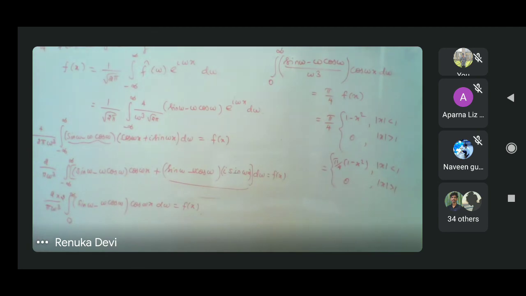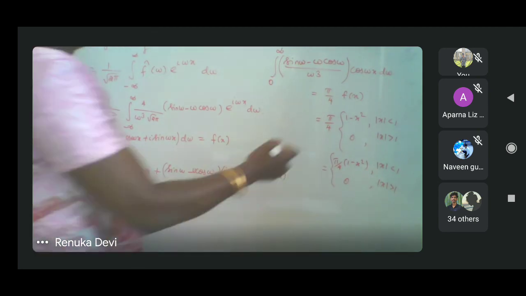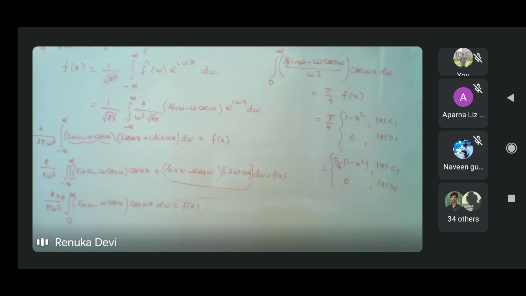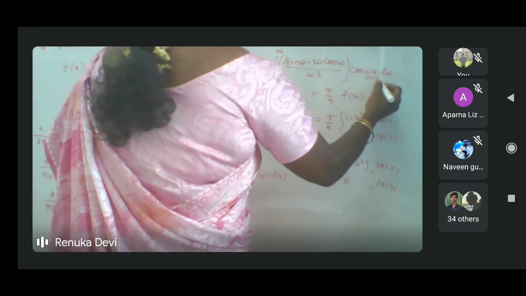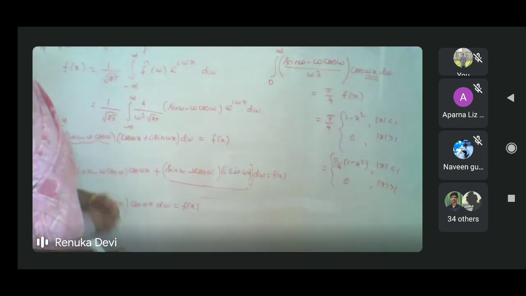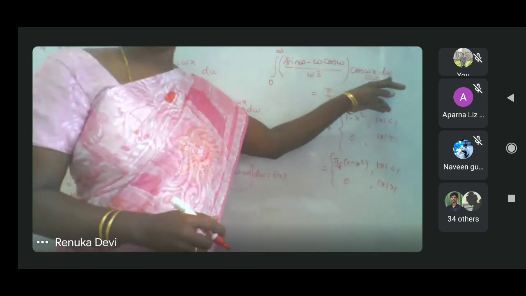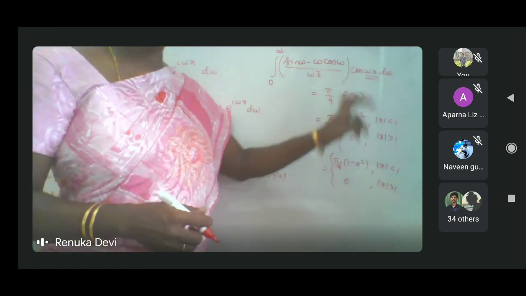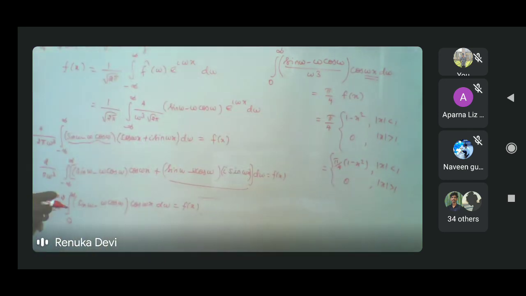Okay. Now, what do you have to evaluate? You have to evaluate cos x by 2. Here it is cos x by 2. So here W is our variable, so x is different from the variable. So you just put x is equal to 1 by 2. So put x is equal to 1 by 2.